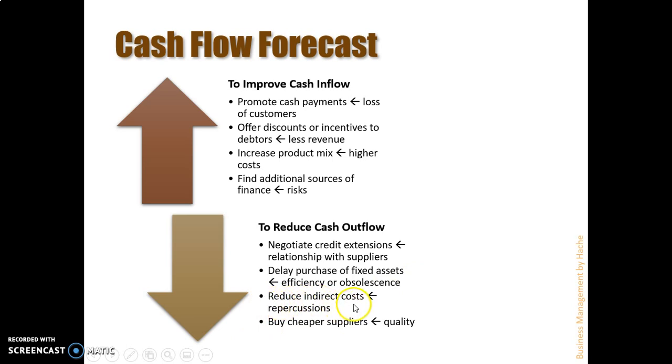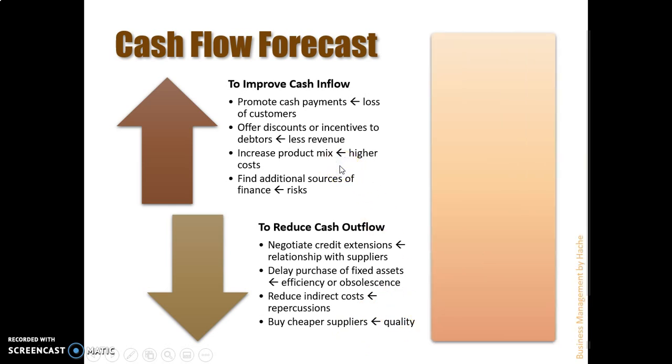You can also reduce indirect costs like marketing or any other additional costs you have every month. Just consider which repercussions they would cause, so you have to make a very wise decision there. Or you can buy cheaper supplies, buy from cheaper suppliers, and that would be a way to reduce the cost of production. But remember, this would also compromise the quality of your product.